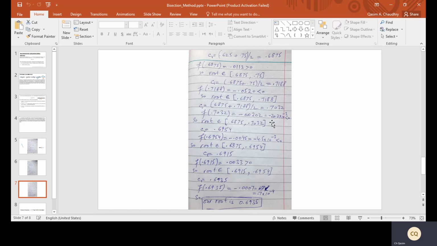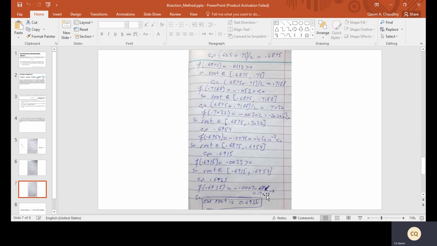Forget about this negative sign. So 20 into 10 to the power minus 3 is not the required root. Here it was 4.5 into 10 to the power minus 3. This was not required. This was 33 into 10 to the power minus 3. This was again not that one. And now it was 3.3 into 10 power minus 4. So it means we have achieved our goal in that sense.